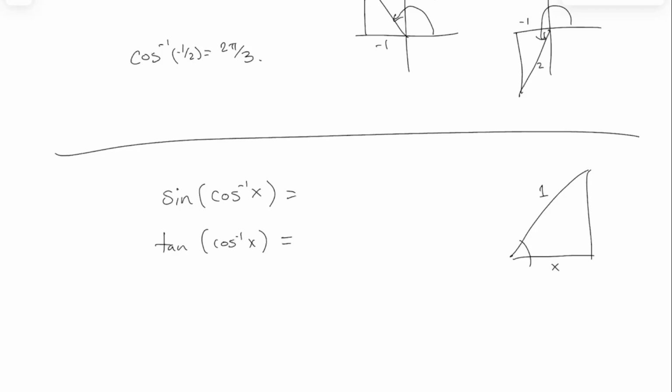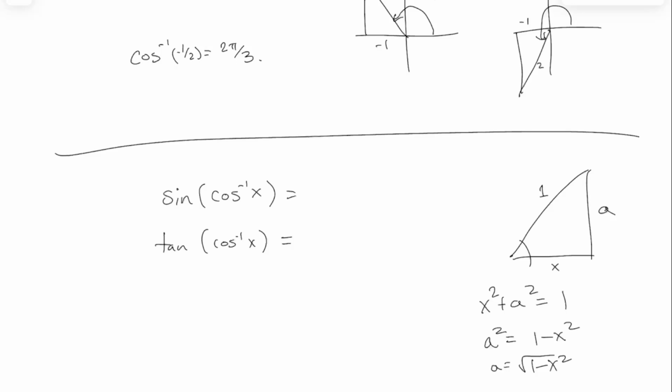All right, it looks like people are doing pretty well. You have to find the other side, the unlabeled side here. So maybe I'll just temporarily call it A. You can do a little Pythagorean theorem to figure out what A is. I have determined that A is the square root of 1 minus x squared. And then I can take the sine and the tangent of this angle.